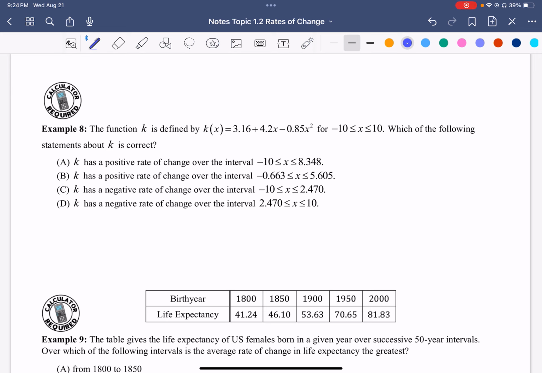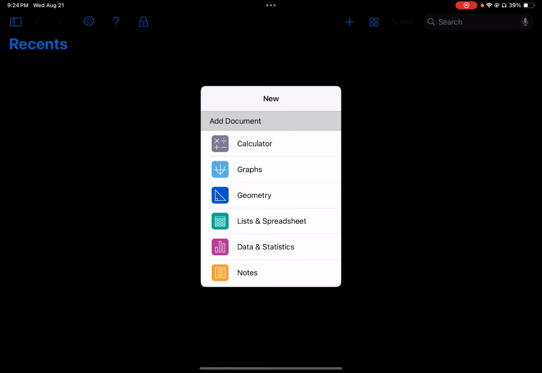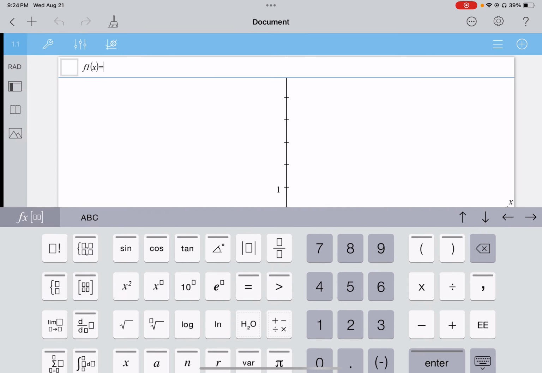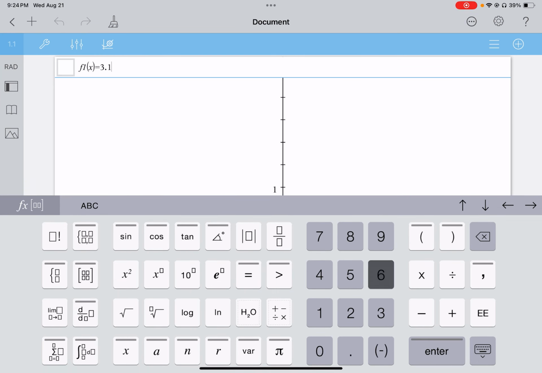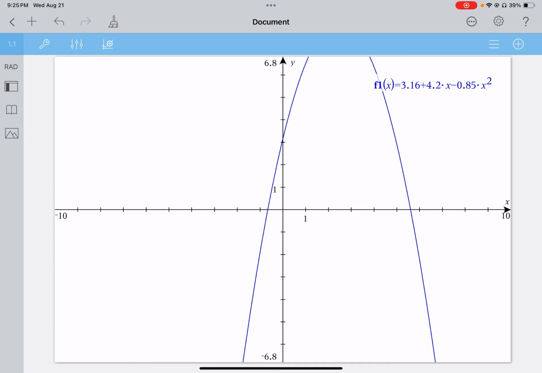Example 8: the function k is defined by k of x equals 3.16 plus 4.2x minus 0.85x squared for -10 to 10. Which of the following statements about k is correct? So the first thing you're going to do is graph this. I'm going to open my calculator and open up a new graph. In there, I'm going to type the equation 3.16 plus 4.2x minus 0.85x squared. Okay, and then you're going to press enter.